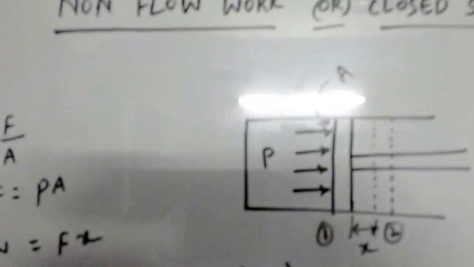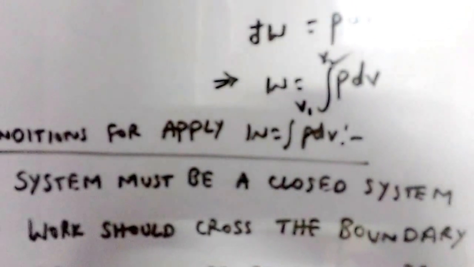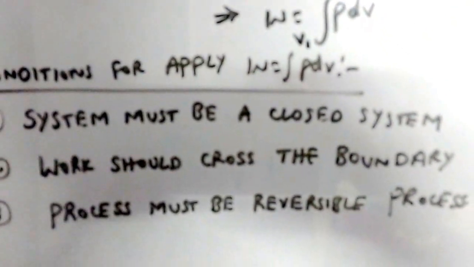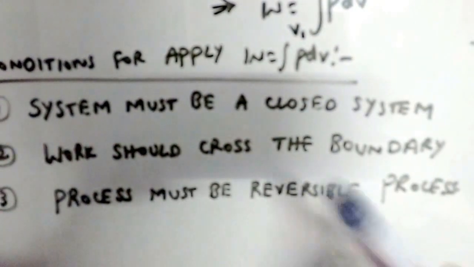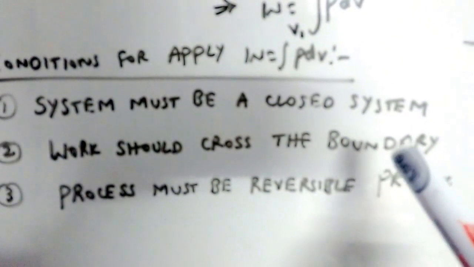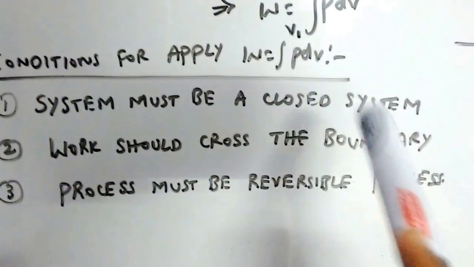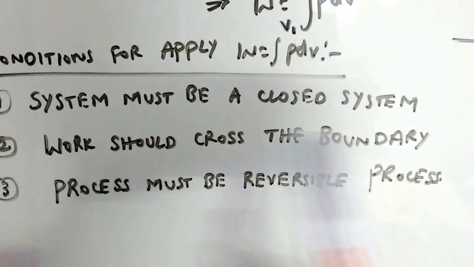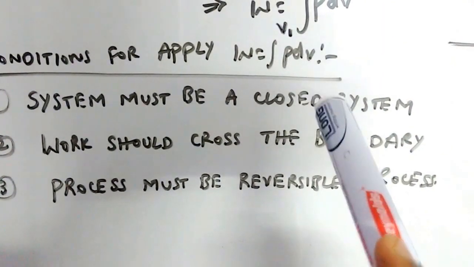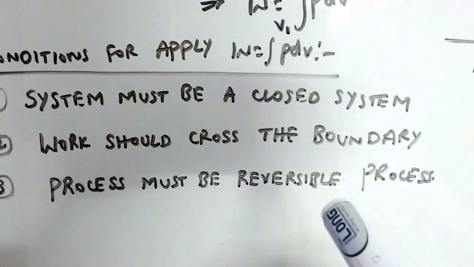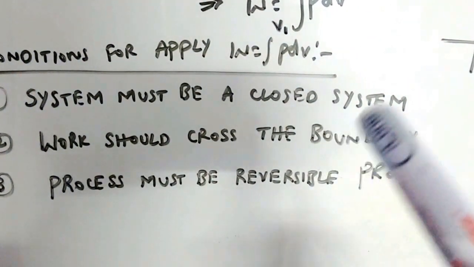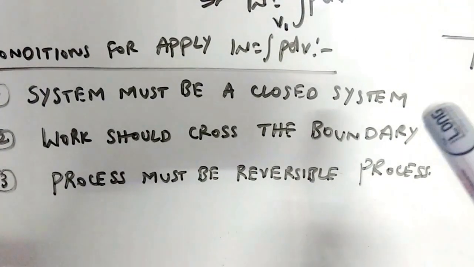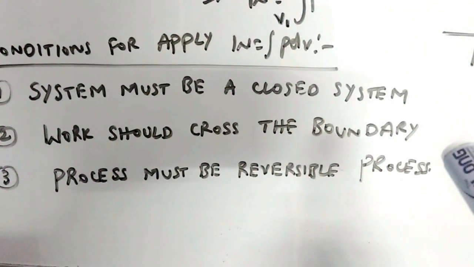Now where can we apply this PdV work? This PdV work or non-flow work for a closed system must satisfy three conditions. If the system is a closed system, yes, we can apply this PdV work. Our work should cross the boundary. If it doesn't cross the boundary, then we cannot apply this PdV work here, and the process must be a reversible process. If the thermodynamic system satisfies the three statements, then we can apply this PdV work.